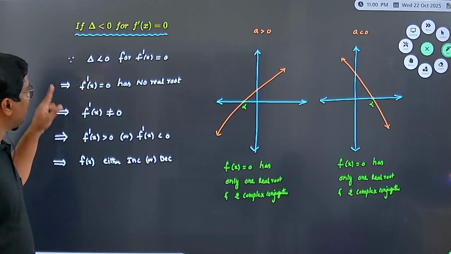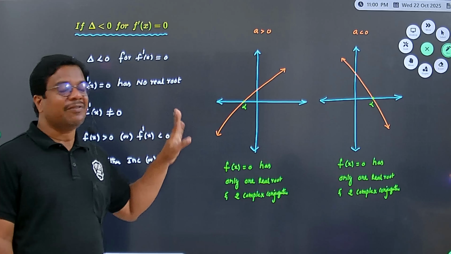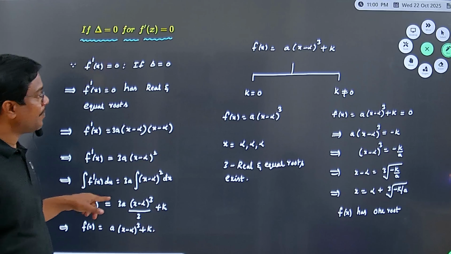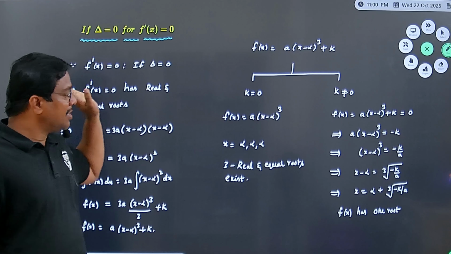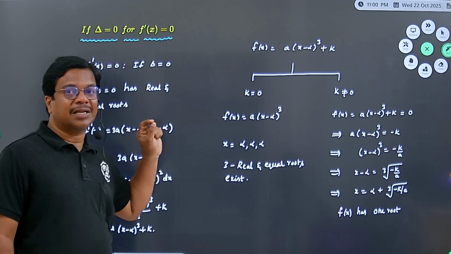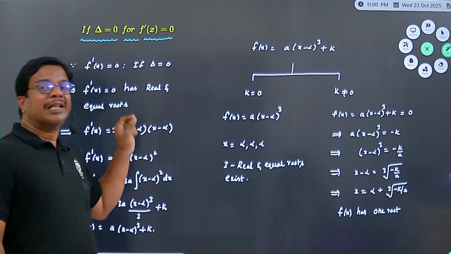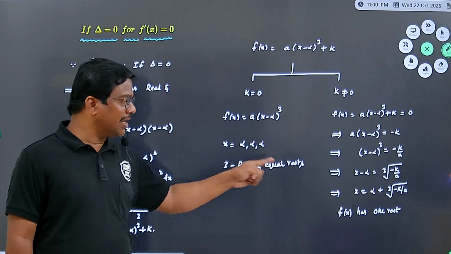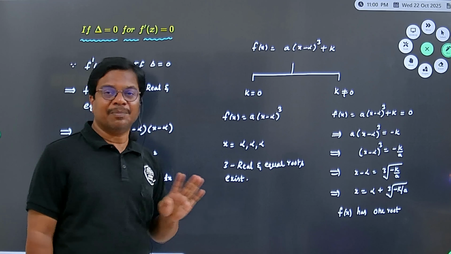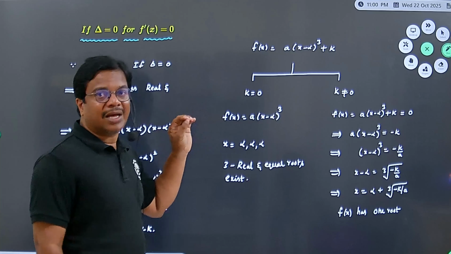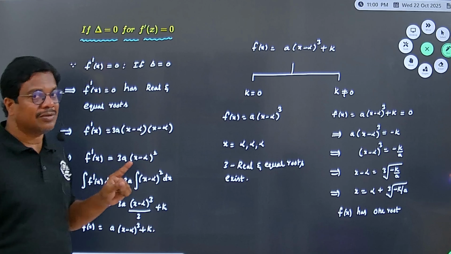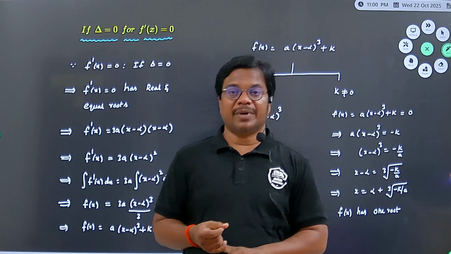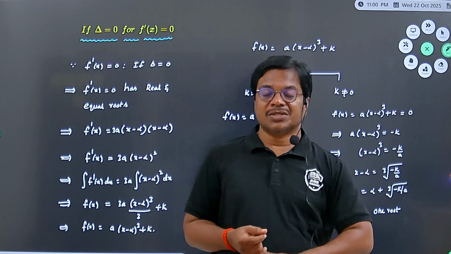Next, delta less than 0 implies only one real root, the remaining two complex conjugate. In the third case, delta equal to 0, I can say that it has at least one root. Why? Because in one case we got 3 real roots, in the other case you got only one root, so overall I can say that when delta equal to 0, the function f of x has at least one root, remember. I hope you understood everything.